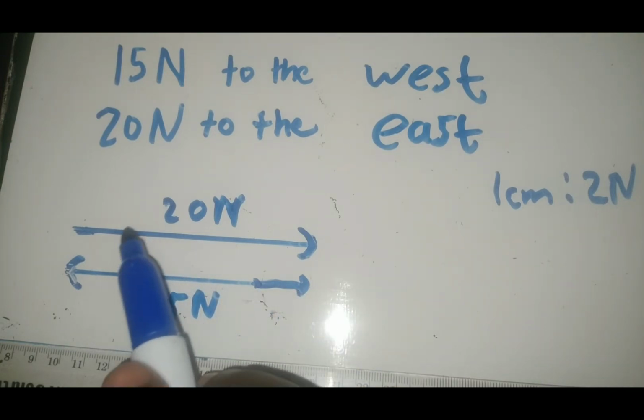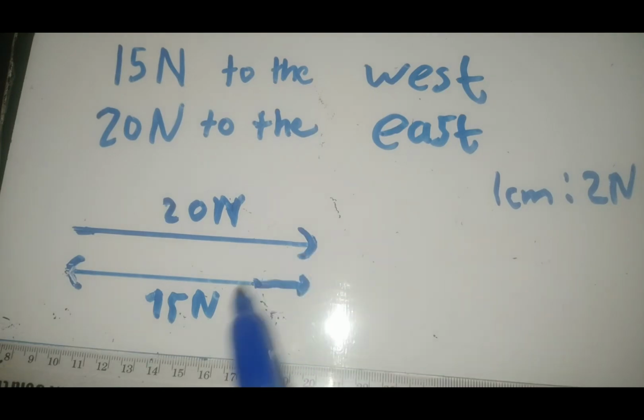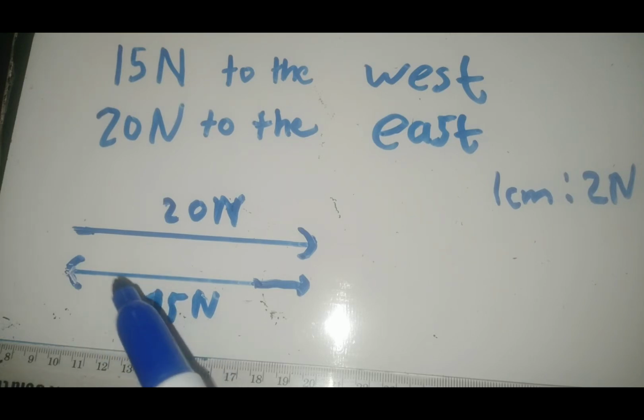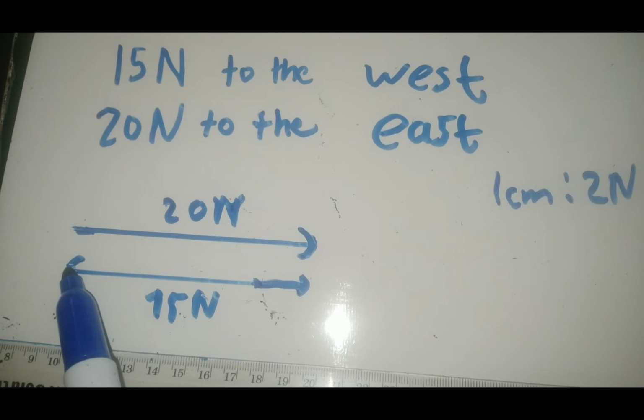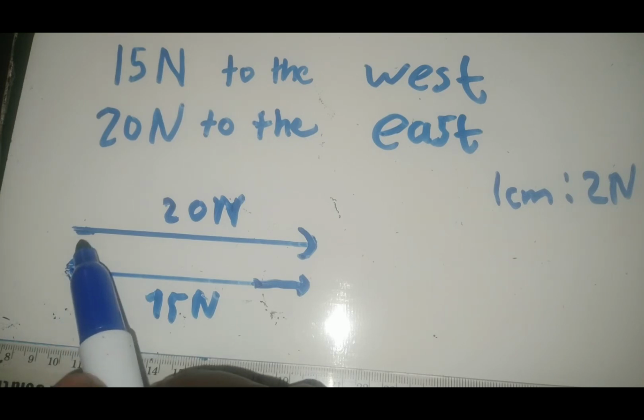So notice this one is 20 newtons to the east, 15 newtons to the west. So I keep that direction the same, but I must make sure that I connect the head of one to the tail of the other. So if I don't want them to mix, I just draw them apart. But notice the head of one is still connected to the tail of the other.